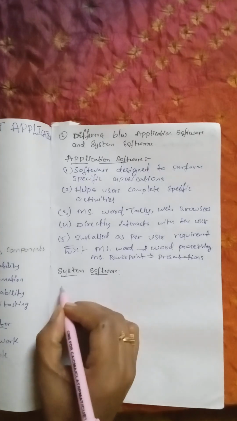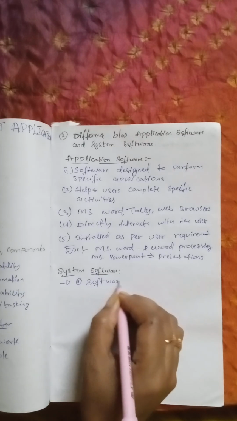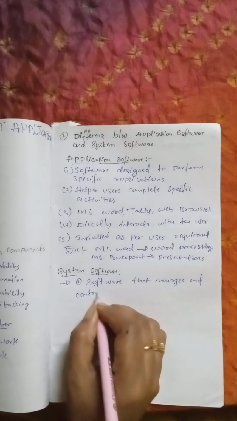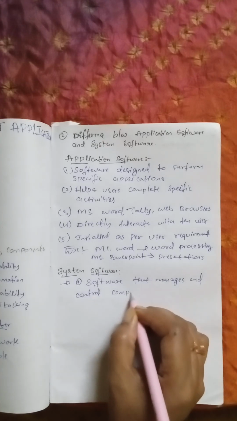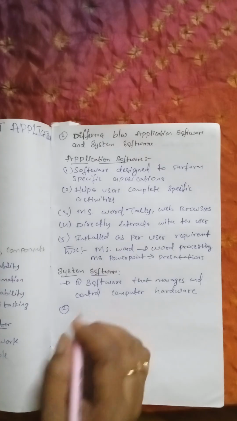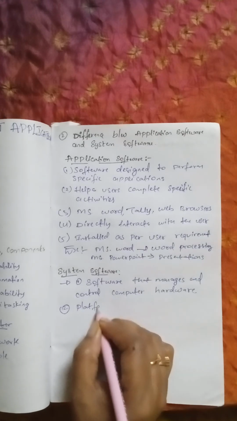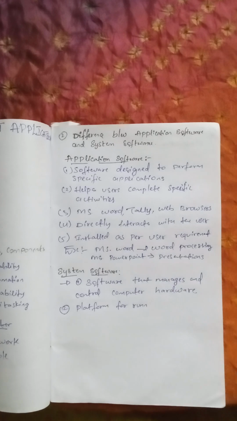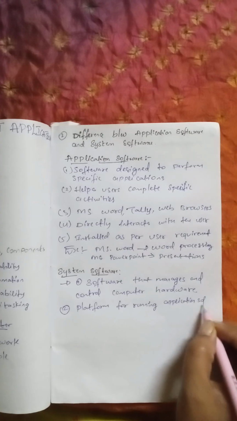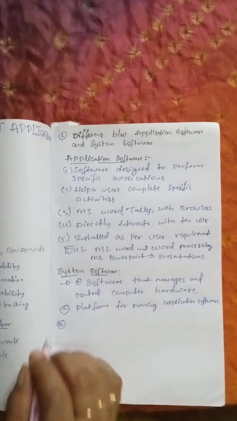Try to take the points. First point: system software means software that manages and controls computer hardware. Second, it provides a platform for running application software.